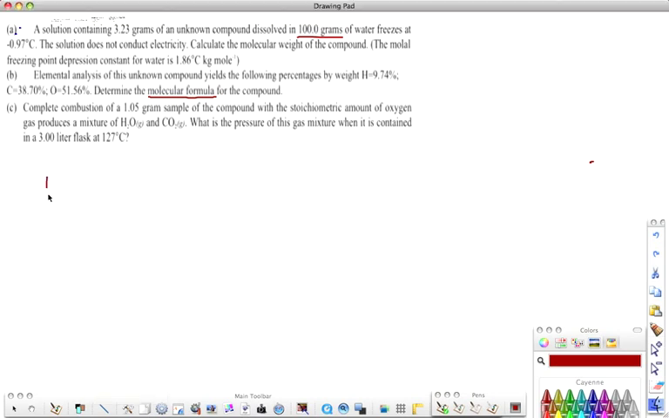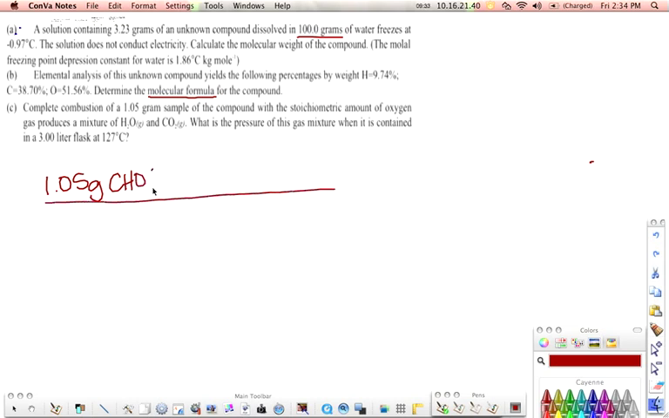Okay, so they said that we used 1.05 grams of our sample. I'm just going to call it CHO. We know that it has a mass of 62 grams per mole. And then they want to know about the resulting gas mixture of water and carbon dioxide after it's all done. So I need to figure out, if I have this many grams of CHO, the C2H6O2, whatever it was, how many moles of water and carbon dioxide I'm going to form.